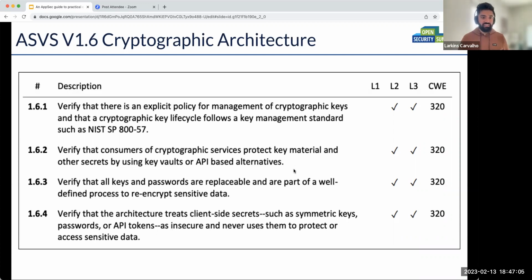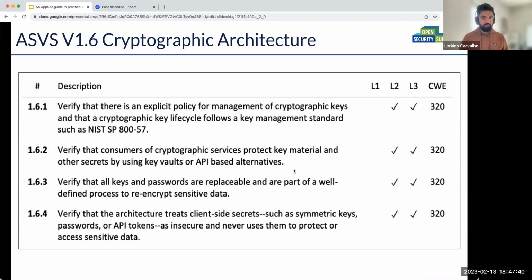Verify all keys and passwords are replaceable and part of a well-defined process to re-encrypt sensitive data. This maps to, think about if some of the keys and passwords are leaked, you want to re-encrypt. So you should have that mechanism. Another thing is some compliance requirements also state you should be rotating different keys and passwords at a set duration. If you don't have that mechanism, we won't be able to do that.